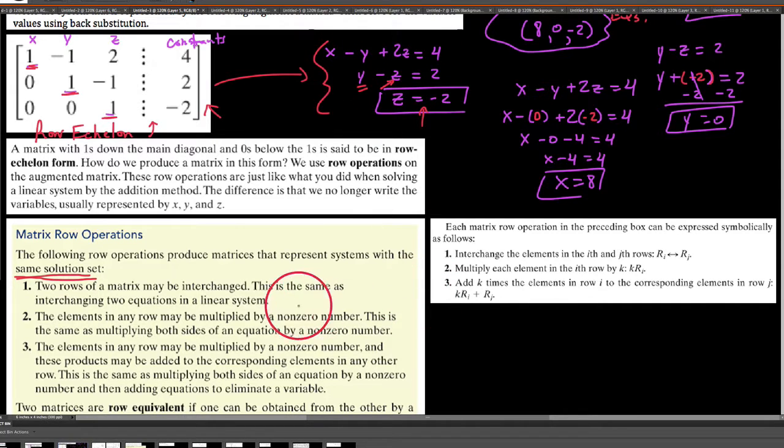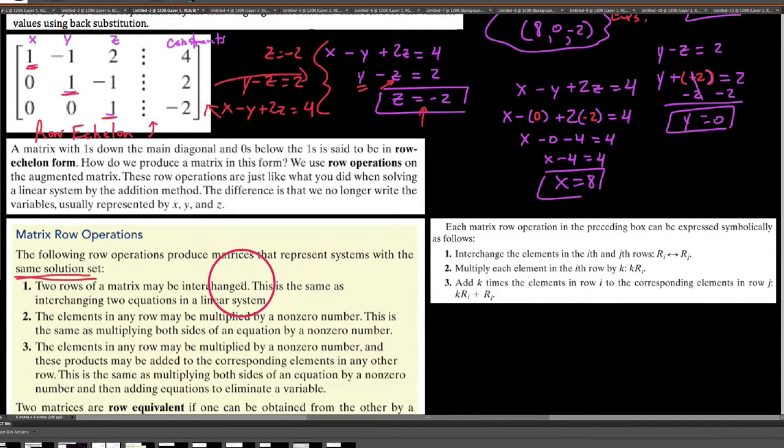Well, one thing I can tell you right off the bat is this: two rows of a matrix may be interchanged. This is the same as interchanging two equations in a linear system. So looking up here, we could take our first equation and our second equation and totally switch those around, and we still would have had a system whose first equation would have said z equals -2, its second equation would have said y minus z equals 2, and its third equation would have said x minus y plus 2z equals 4, and we would have just had it switched around. So we can switch two rows around.